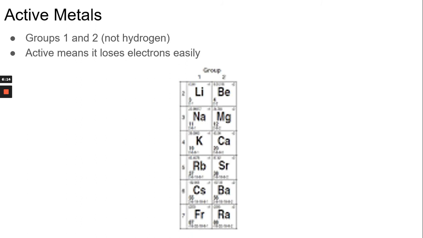Active metals are groups 1 and 2, of course not hydrogen because hydrogen is not a metal, and active just means they lose electrons easily.